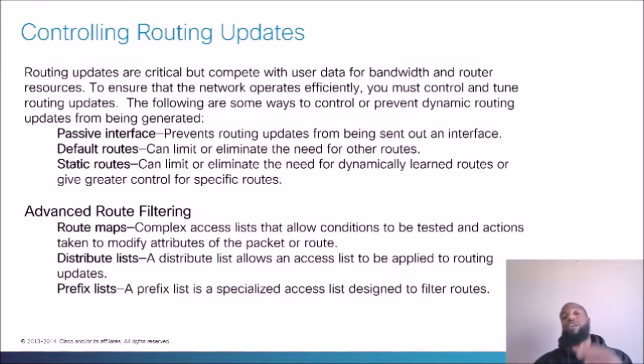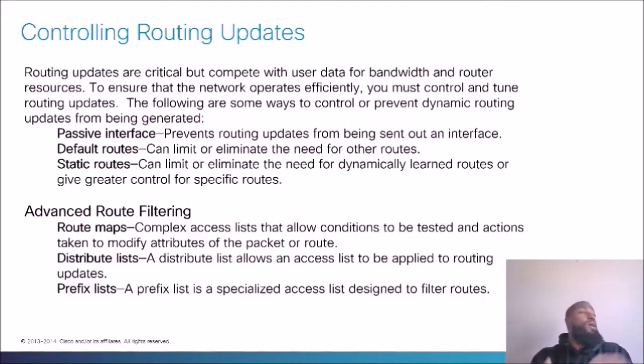Controlling routing updates. There are several ways we can do it. The latter half at the bottom is what we're going to really focus on, minus the route maps, because that's a totally different objective in the exam. Routing updates are critical, but compete with user data for bandwidth and router resources. I'm not going to read all this, but basically there are 3 different ways that you can control routing updates. Passive interfaces, which we talked about, I believe, 2 videos back. Default routes, we talked about that a couple videos back. It can eliminate the need for other routes.